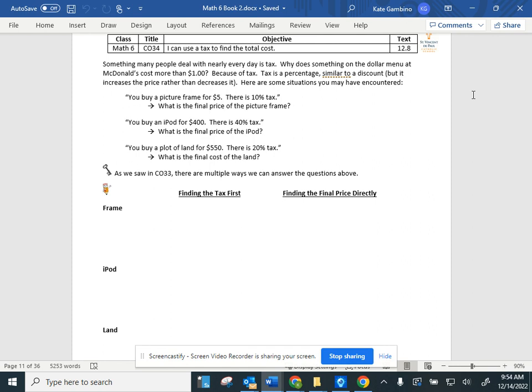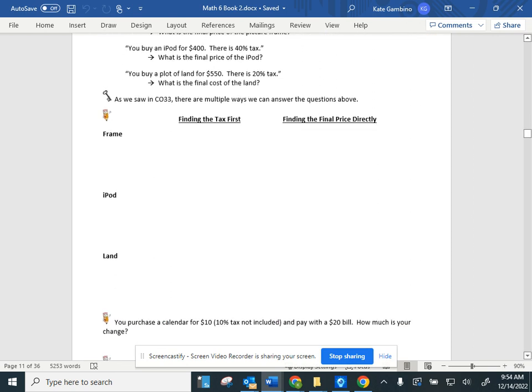Or you buy a plot of land. So now you're an adult, because most kids aren't buying a piece of land. But you're an adult buying land for $550, and there's a 20% tax. So you need to make sure you have enough money to cover that tax.